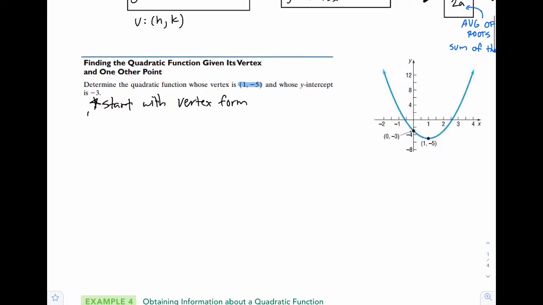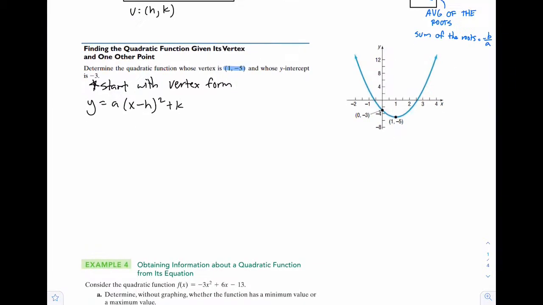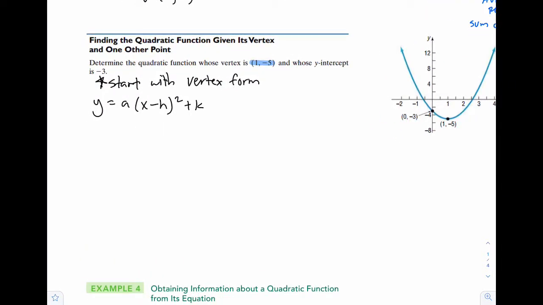y is equal to a, x minus h squared plus k. There's a vertex form. We're going to plug in the vertex. So y equals a, x minus 1 squared minus 5. And now plug in this point they gave you, negative 3, because we know that point is, again, right here. That's 0, negative 3.